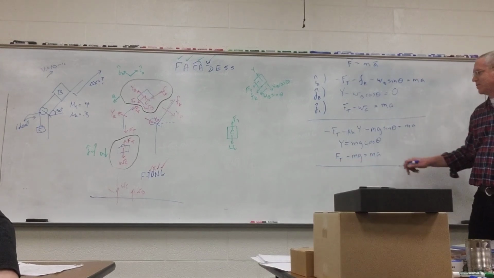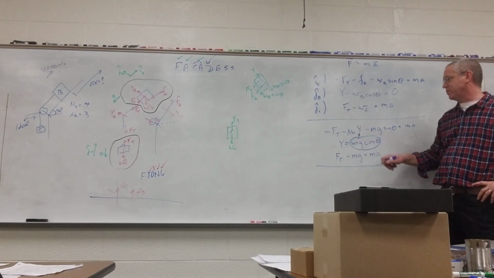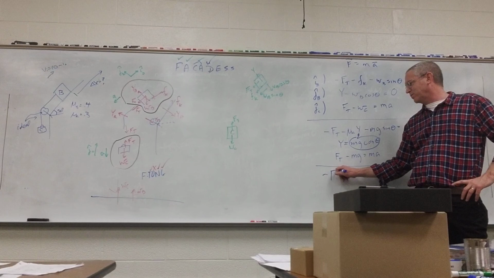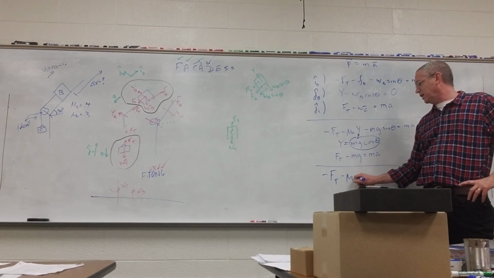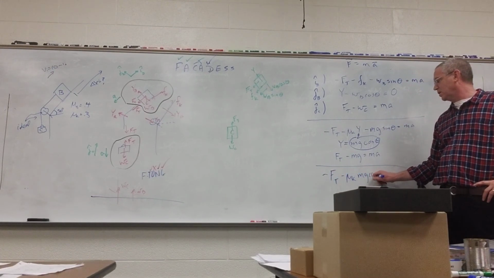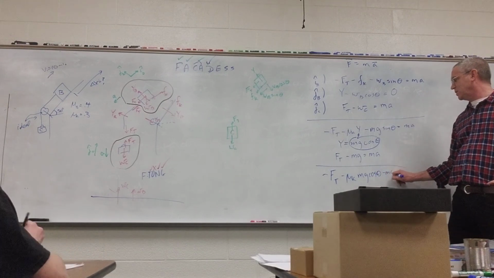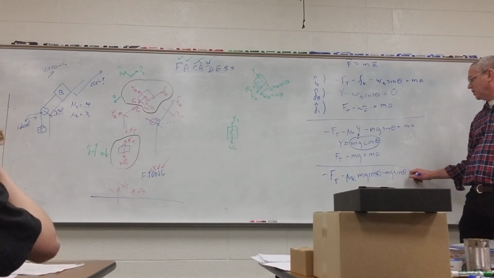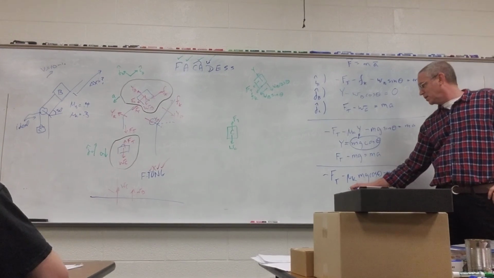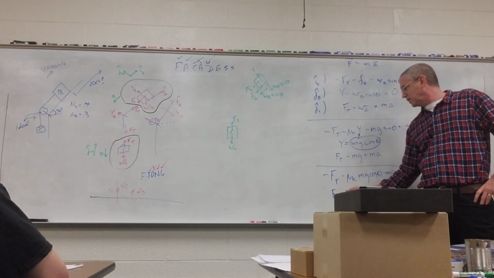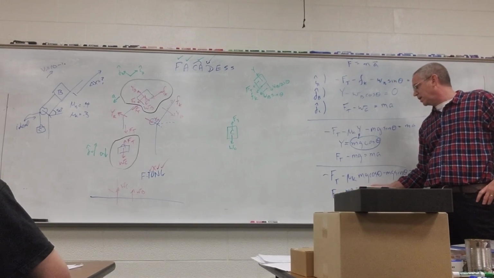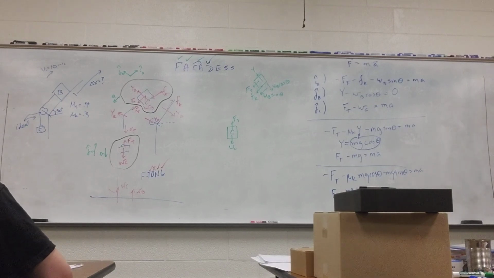We did next, because y is equal to this, so I can set up n for y. This might be the last step before we have to fix the problem. Minus mu k mg cosine theta minus mg sine theta equals ma. And ft minus mg equals ma. Yeah, we pretty much need to fix it.